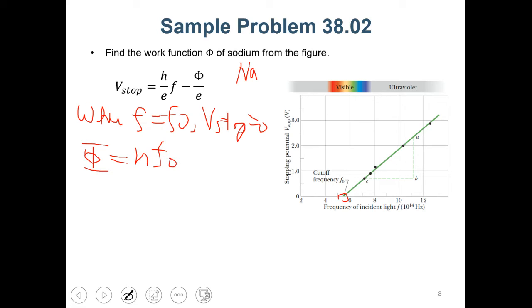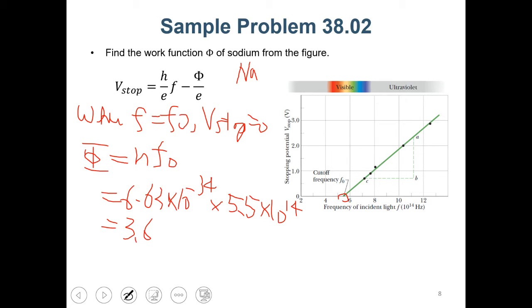h f0. So h is 6.63 times 10 to the minus 34 times, this point is roughly 5.5 times 10 to the 14. So the answer is 3.6 times 10 to the minus 19 joule. And it's actually 2.3 eV.